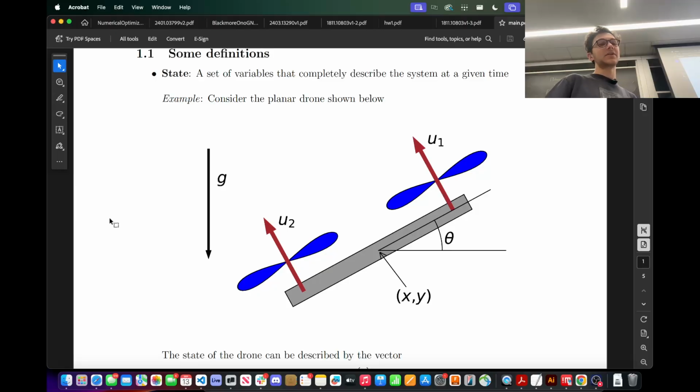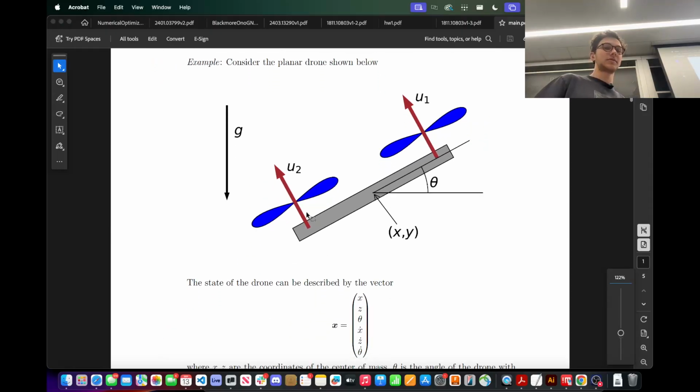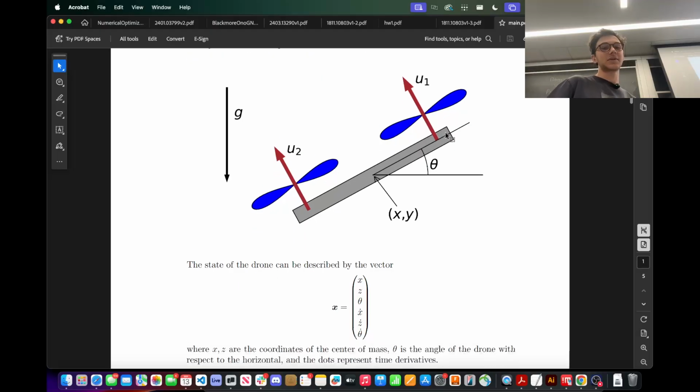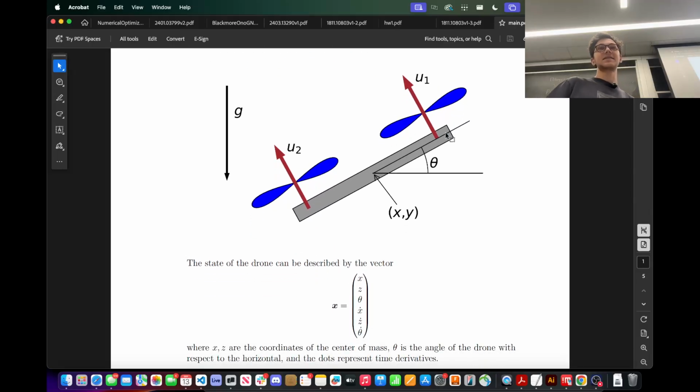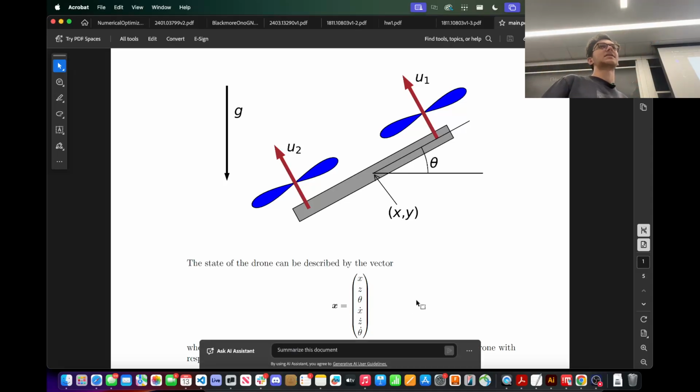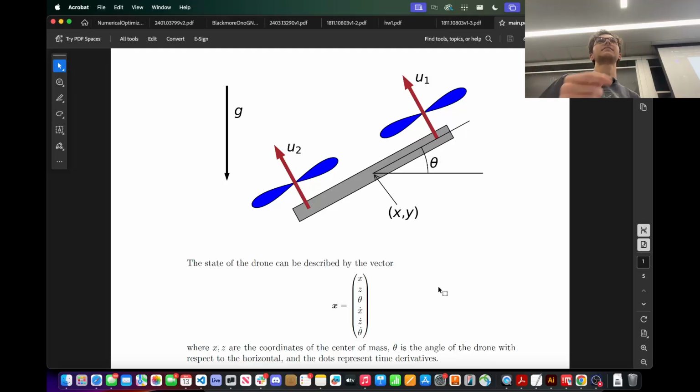So this planar drone here has two propellers, and they can each exert a force U1 and U2 on the body. And there's also gravity acting directly downwards. And so this particular system will have a 6-dimensional state. And typically you'll see the state written as something and then something dot with these dots on top of it. Does anyone know what the dots are? Somebody just yell it out. Just say it. Derivatives with respect to? Time. Good. So we're going to care about the state and then the state's time derivative.